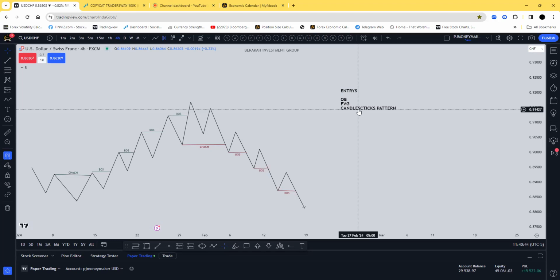Remember, the next video will be about risk management, how to calculate your risk in the market and how to protect your money. That will be Friday. So for OB entries, OB means point of interest, POI. With the fair value gap, you wait for the candlestick pattern to form, and then you get into the trade.